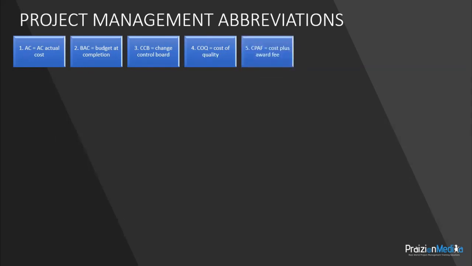Number 5, cost plus award fee. This is a contract type where the seller is given a cost and an award fee. The award fee, however, is subjective and is not appealed in cases where the seller does not agree with the lack of the award fee.